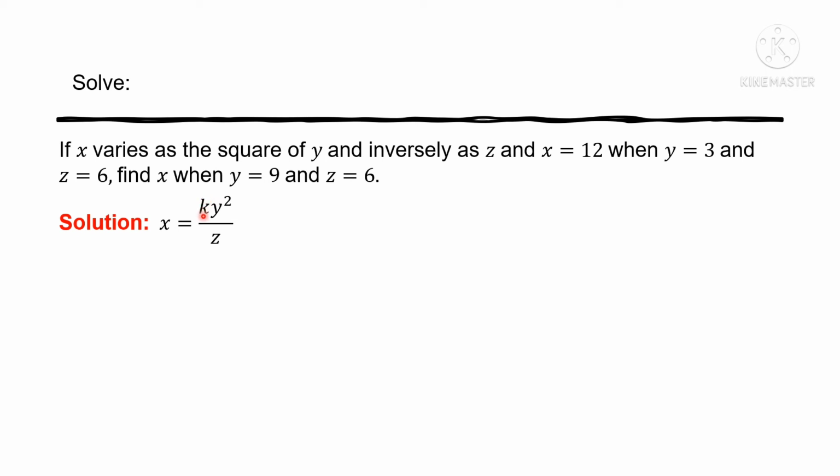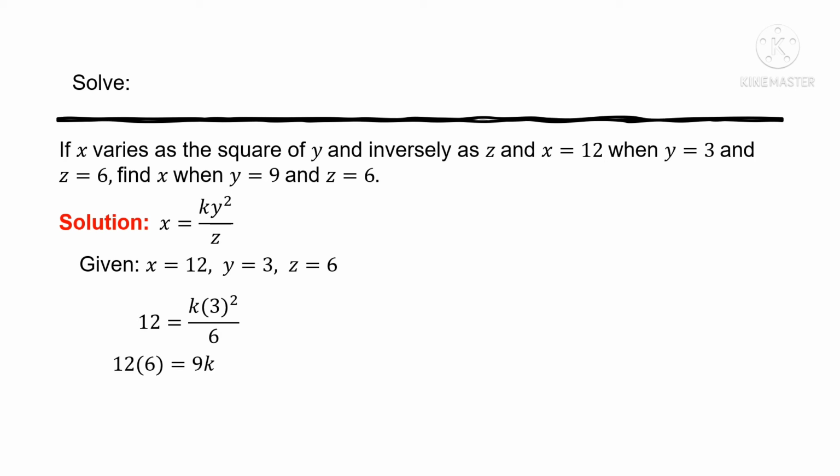And next, we have to find k using the first set of numbers. Na ang x natin ay 12 kung ang y ay 3 at ang z ay 6. Yan. So, yung x palitan natin yung ng 12, yung y palitan ng 3, at yung z palitan ng 6. Kaya we have 12 equals k times the square of 3 over 6. Okay, so ito, minultiply natin itong 6 sa 12. Yan. And in-square natin yung 3. So, nagkaroon tayo ng 9k.